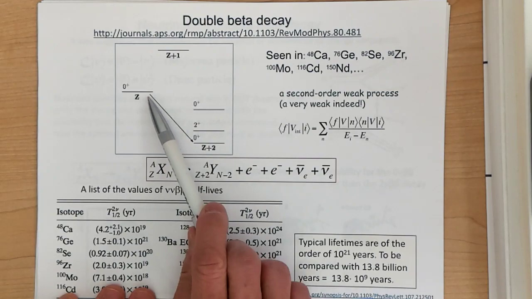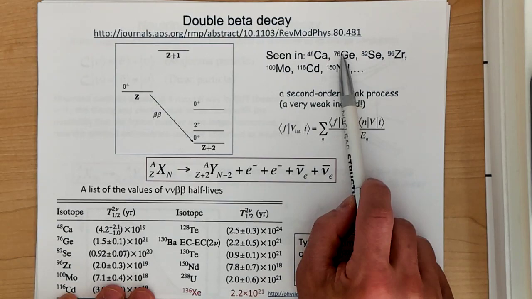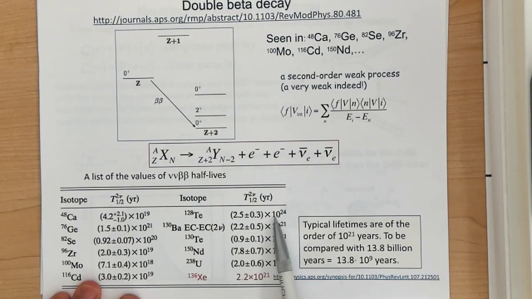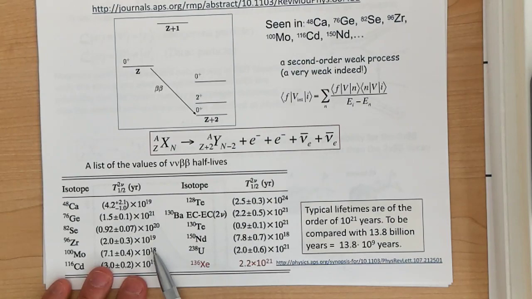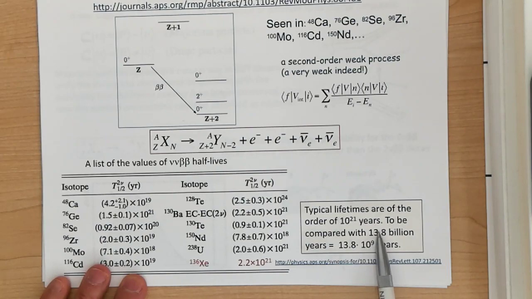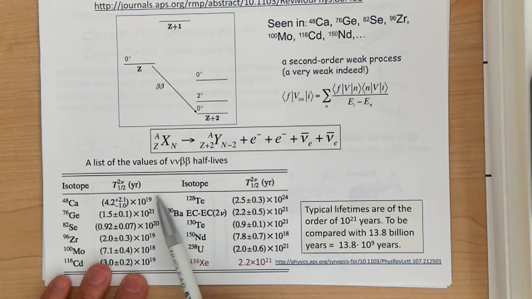So this has been seen in Ca-48, germanium-76, selenium-82, and so on. Okay, but you can see that the half-life is incredibly long, right? So it's a very rare event. It's typically on the order of about 10^21 years. This is compared to 13.8 billion years for the age of the universe. So you need a lot of this stuff before you see any of these double beta decays.